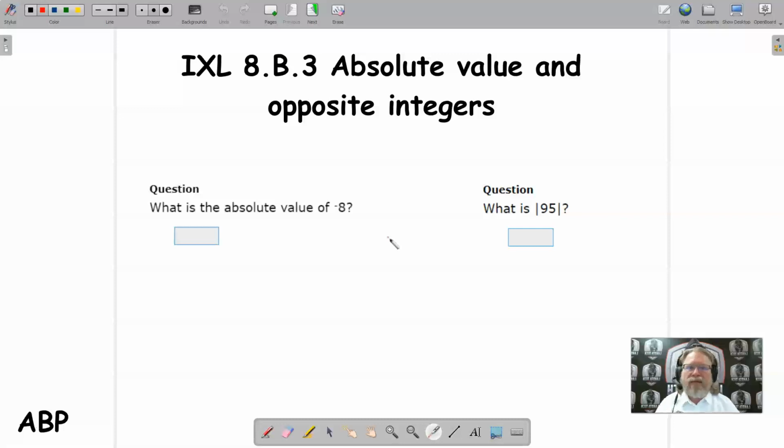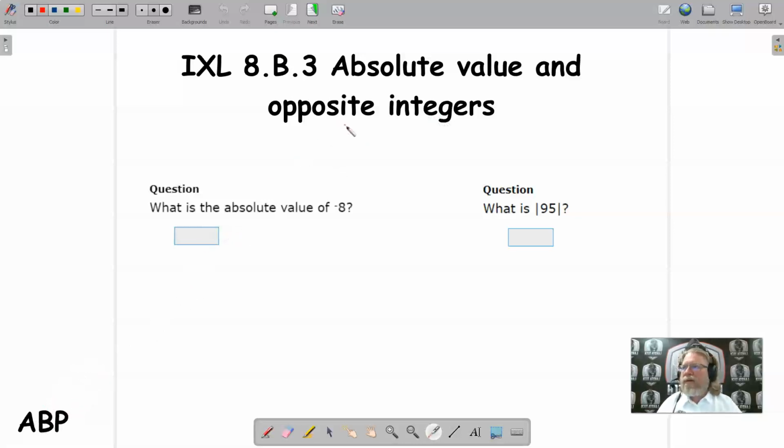Hello, this video is for IXL activity 8.B.3, and this activity is titled Absolute Value and Opposite Integers. And the 3-character code for this activity is Alpha, Bravo, Papa.